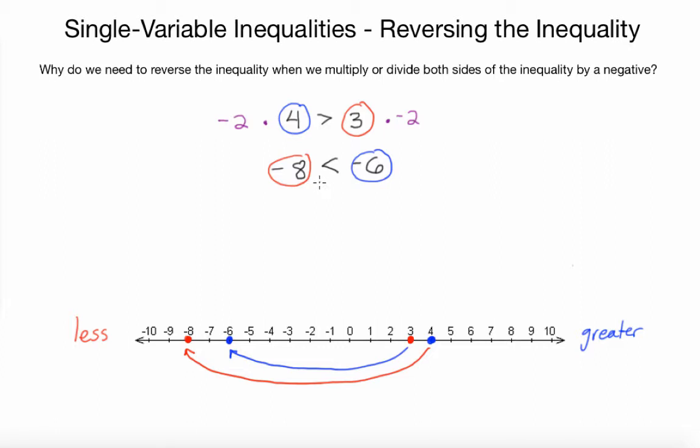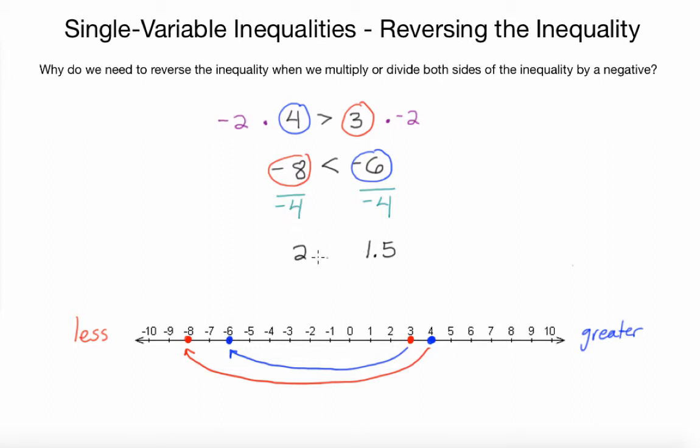Well, let's try another one. Let's divide both sides by -4 and see if things still end up being true. So I'm going to divide the right side by -4. And I'm going to divide the left side by -4. Well, what do we have now? -6 divided by -4. A negative divided by a negative turns into a positive, so I end up with 1.5. And -8 divided by -4 turns into +2.